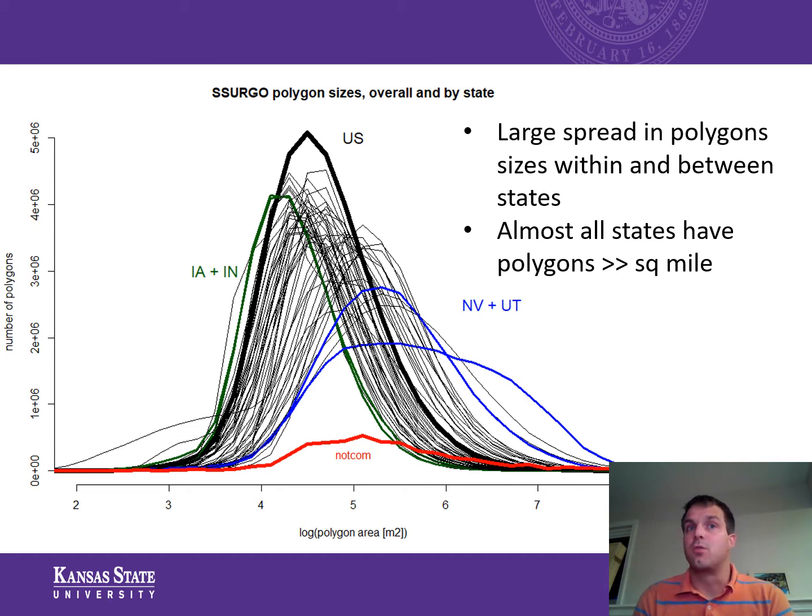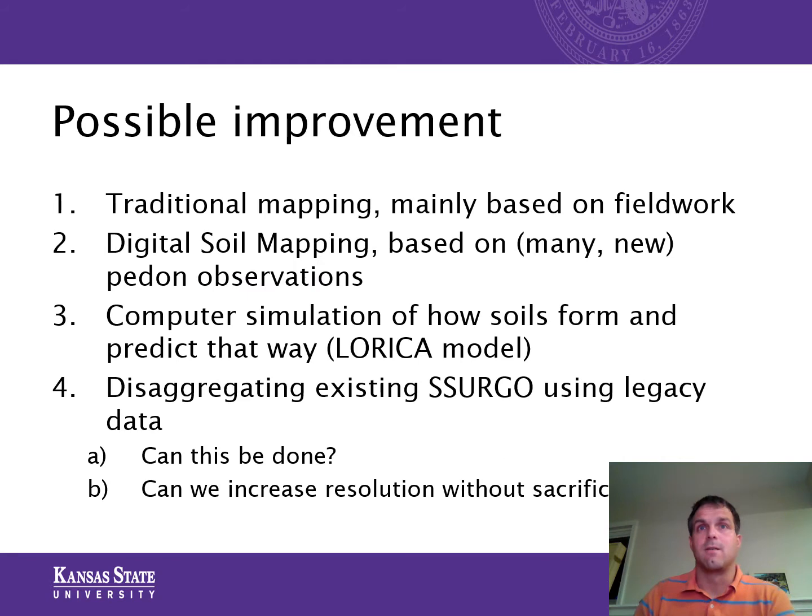But there are also, within each state, vastly different polygon sizes, which indicates to us that there is space for improvement. If we were able to take all these large polygons that sit on the right side of these 50 histograms and move them quite a bit further to the left, then we would be left with a lot finer and more detailed soil maps. If we could do that without sacrificing accuracy, it would be really interesting. And so that is something that we're very interested in here.